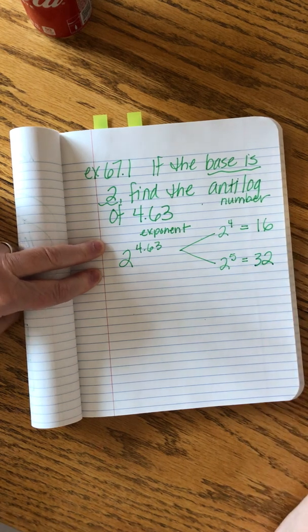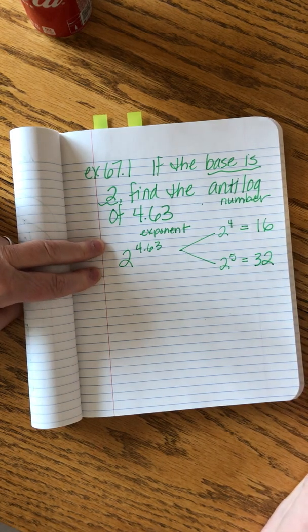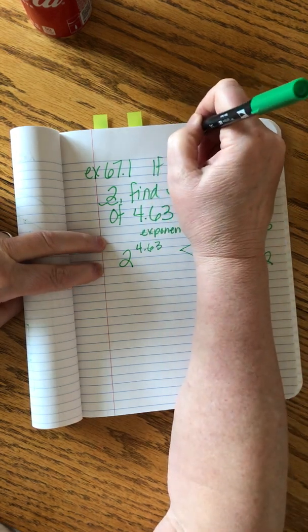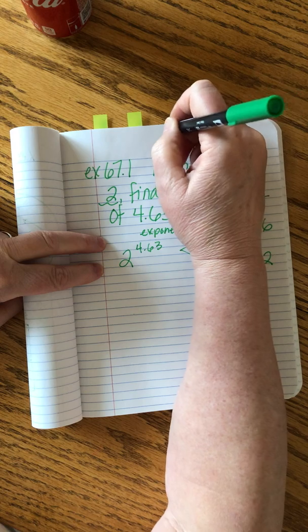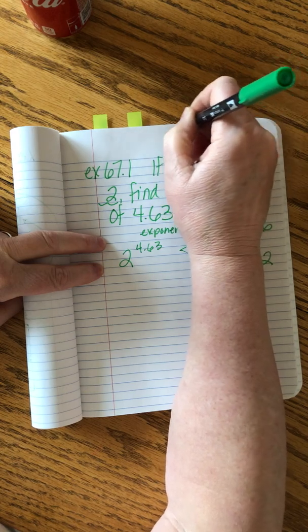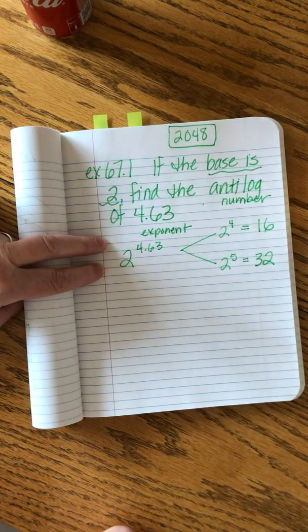If you've ever played the game on your phone, 2048, it's all about powers of 2. You're combining tiles that keep raising you to a higher level. I love that game because it's really good at getting you strong on your powers of 2.